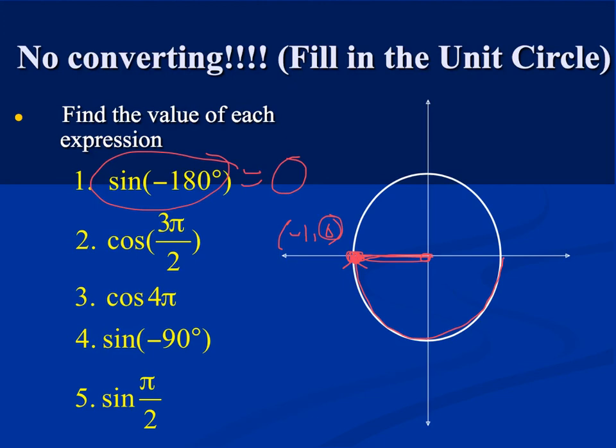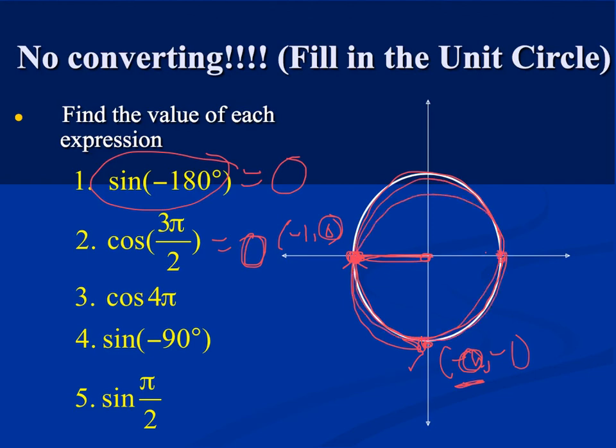We could keep going. Cosine of 3 pi over 2. 3 pi over 2, if you remember, is down here. Since we're at cosine, 0, negative 1, cosine has to do with my x value. The x value down here is 0, so that answer is 0. Cosine of 4 pi. 4 pi, all I'm doing is going around 2 full times, and then I'm ending up here. So what's my ordered pair there? 1, 0. Cosine has to do with the x value. The x value there is 1, so we have 1.